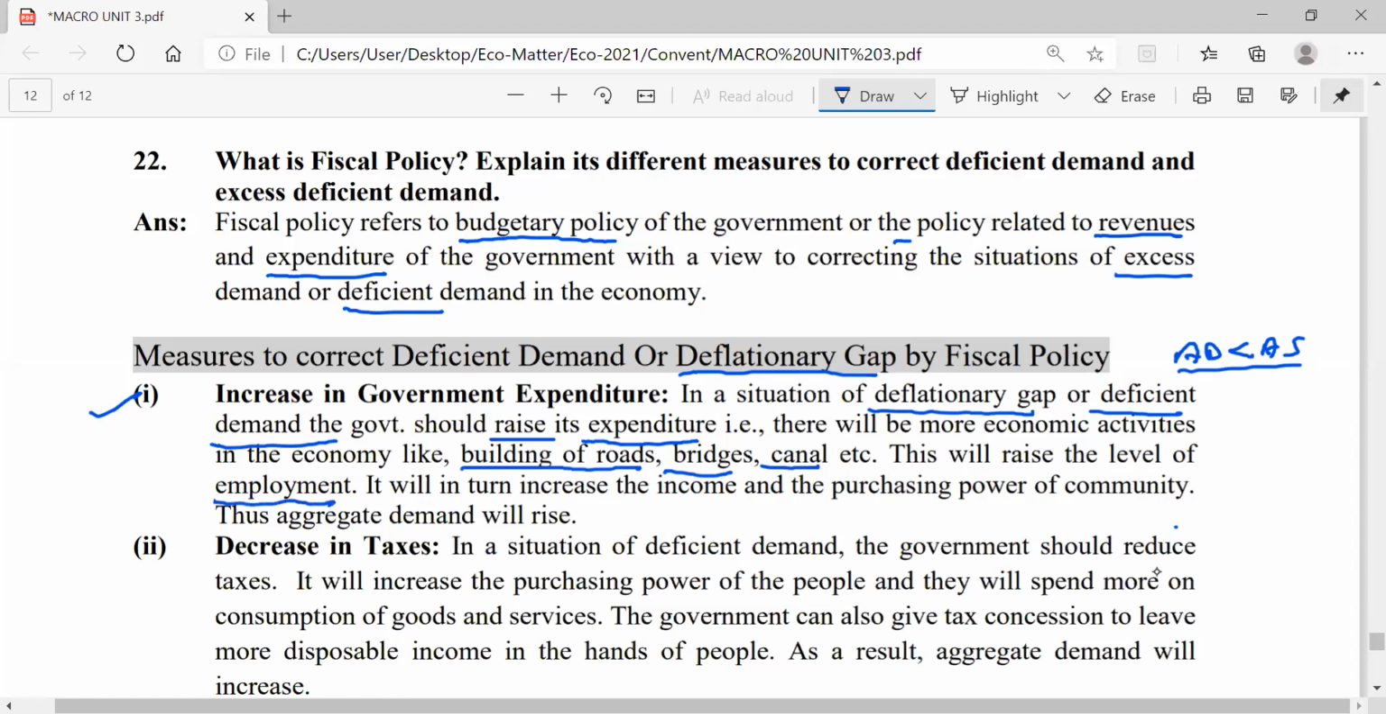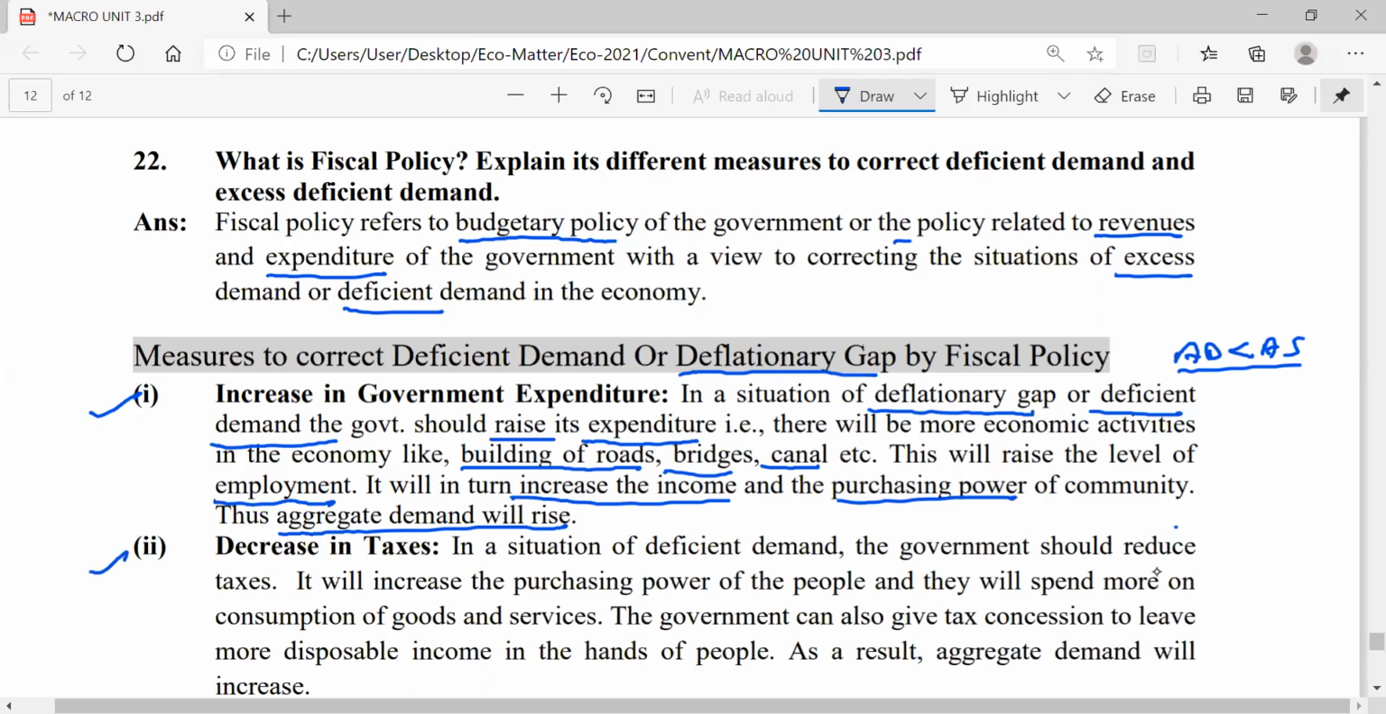It will in turn increase their income, and purchasing power of the community will also increase. As a result, aggregate demand will rise. So students, as I told you, government's expenditure will turn into income of common people. If income of common people increases, they will also increase their consumption. If consumption increases, that means aggregate demand will automatically increase. I hope you understand this point now.